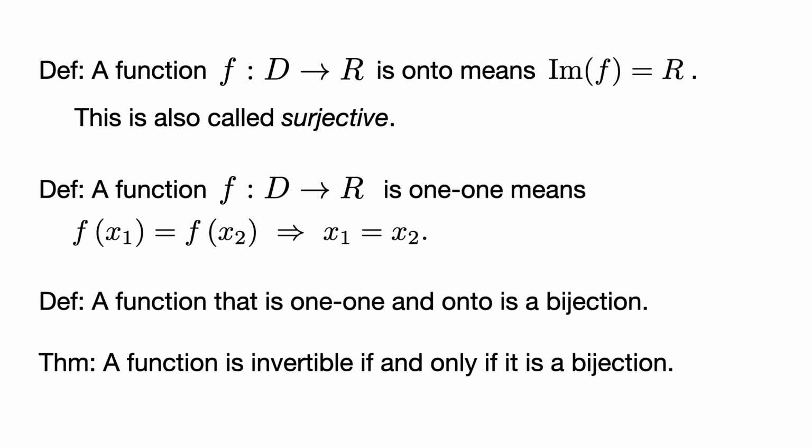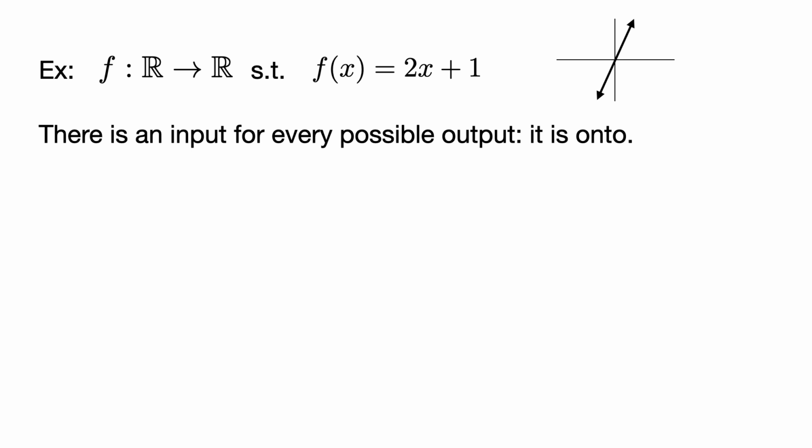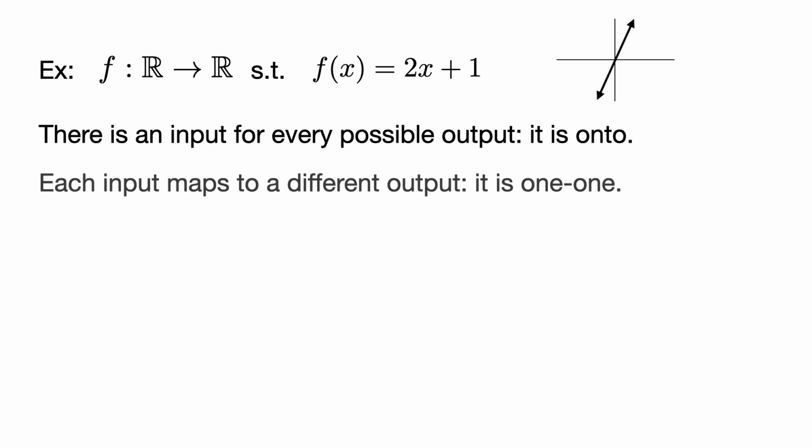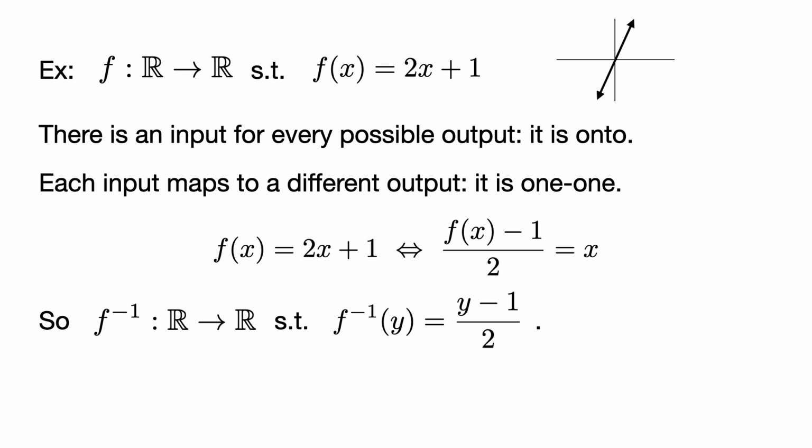So one way to prove that a function is invertible without necessarily finding the inverse function is to show that the function is both 1-to-1 and onto. So here's an example. It's the same example as before. We can plot this, and we see that there is an input for every possible output. So it is onto. Each input maps to a different output, so it's 1-to-1. Therefore, it's invertible. And in fact, we can go about finding the inverse. f of x is equal to 2x plus 1 if and only if f of x minus 1 all over 2 is equal to x. So this gives us the inverse function. The inverse maps the real numbers to the real numbers such that f inverse of y is equal to y minus 1 all over 2.